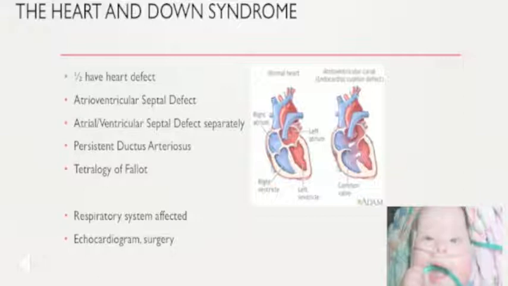The heart is so closely related to the lungs that there's an increased or decreased growth of blood vessels in the lungs, and this increases the pressure and blood flow to the lungs, which can cause labored breathing. So many times they will need respiratory therapy or treatments to assist their breathing, and you can see that baby has a nasal cannula on.